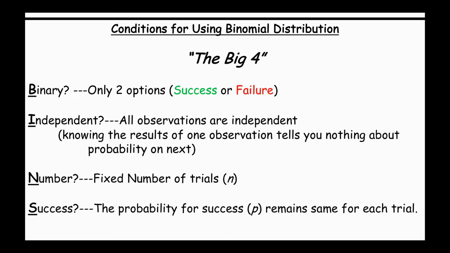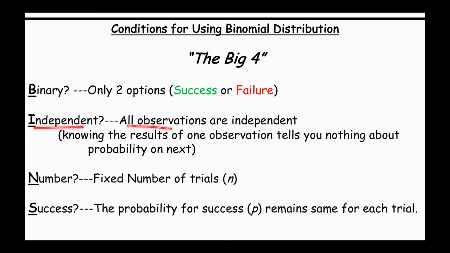The first one is binary. It has to be binary. Binary means there's 2 options, right? Success or failure. So in our case, make is a success, right? Because that's what we want. Failure is a miss. Okay. Is there any other option with shooting a basketball in this problem? No, right? So that's why it's binary.